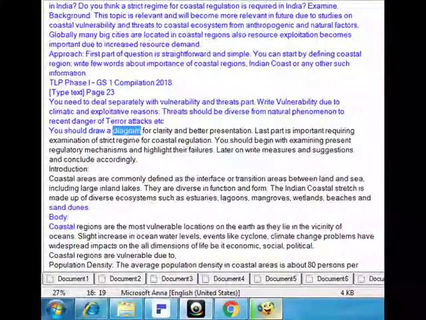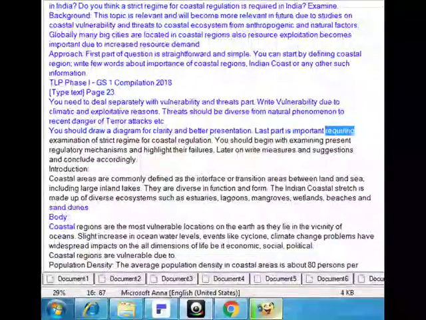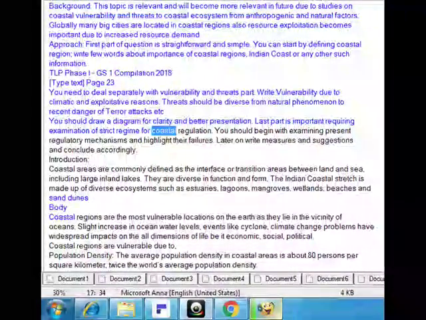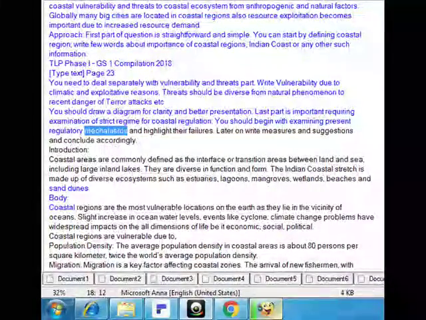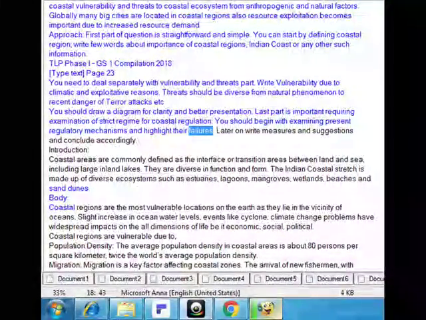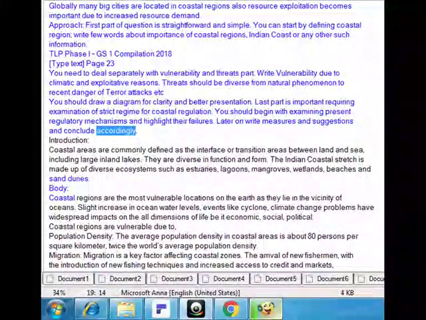You should draw a diagram for clarity and better presentation. Last part is important, requiring examination of strict regime for coastal regulation. You should begin with examining present regulatory mechanisms and highlight their failures. Later on, write measures and suggestions and conclude accordingly.